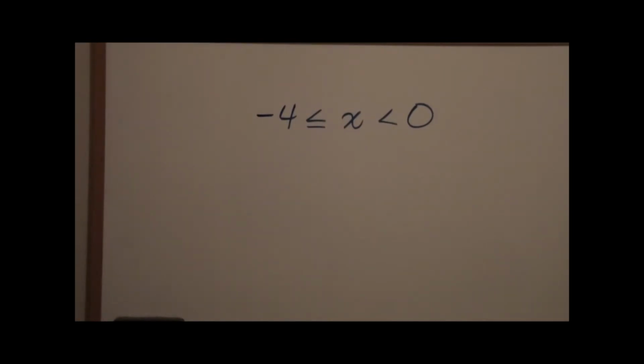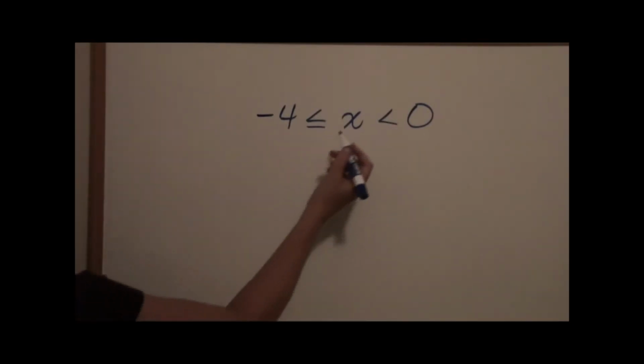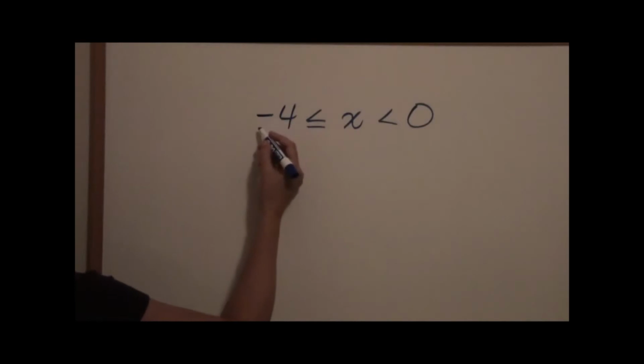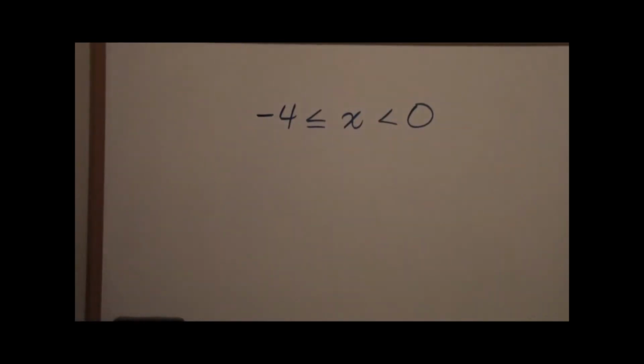Now we have a closed interval. We do have a lowest number. We do have a highest number. We're not going to infinity on either end. We're looking for values of x that are between -4 and 0, including -4, but not including 0.